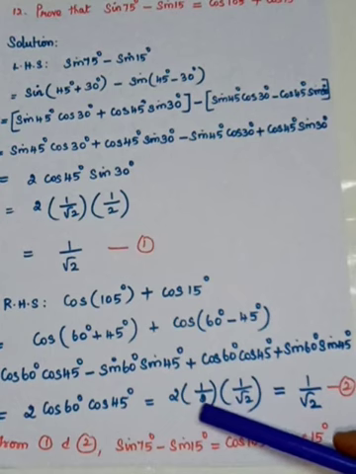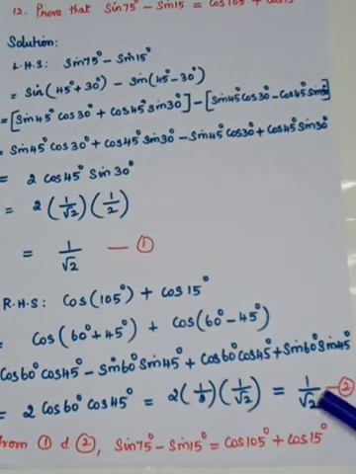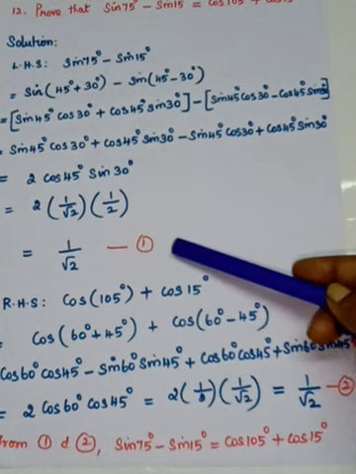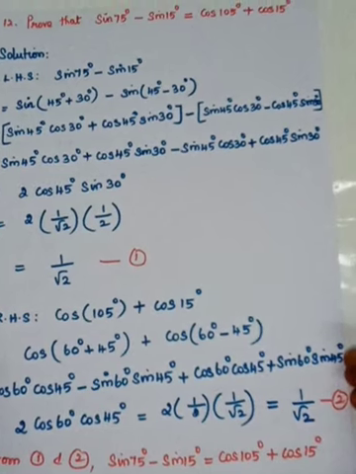So the values has to be substituted. This 2 and this 2 getting cancelled. So you are having 1 by root 2. So the left hand side also value is 1 by root 2 and the right hand side value also 1 by root 2. So from 1 and 2 we have proved the result what is asked.